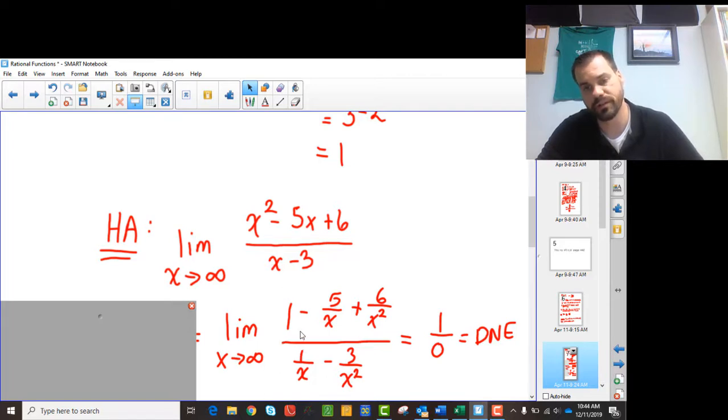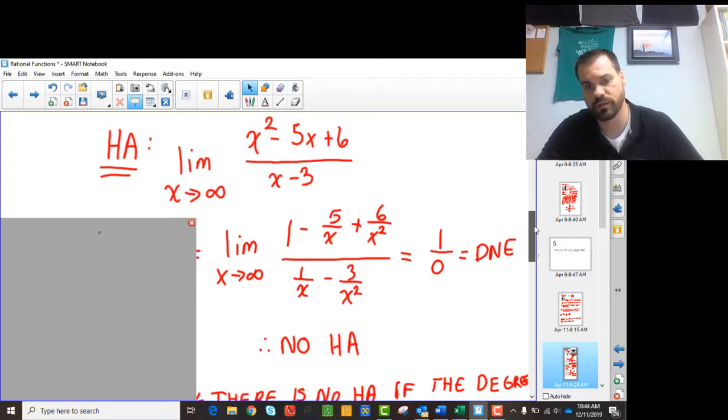So anything that doesn't have an x in it sticks around. It's 1 divided by 0. We say you can't divide by 0, so we leave it. We say it doesn't exist. There's no horizontal asymptote. All right?